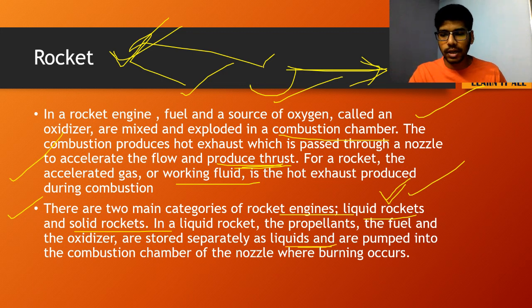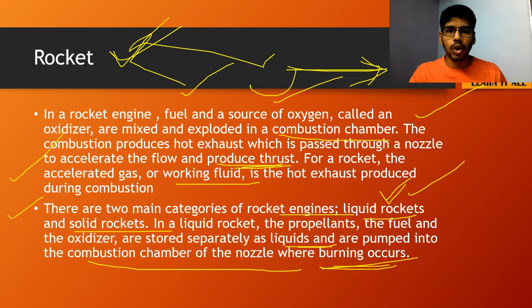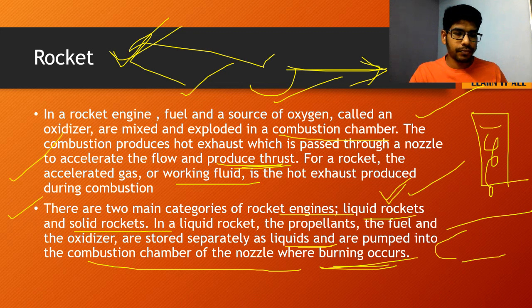In the liquid rocket, the propellants, the fuel, and the oxidizer are stored separately as liquids and are pumped into the combustion chamber of the nozzle where burning occurs. When it comes to the solid propellants, obviously the oxidizer and the fuel have to be combined together, right? They have to be put together. But when it comes to the liquid fuel, obviously they are put in different chambers. This is the fuel, this is the oxidizer, and they are connected to the combustion chamber. That is the rocket engine, right?